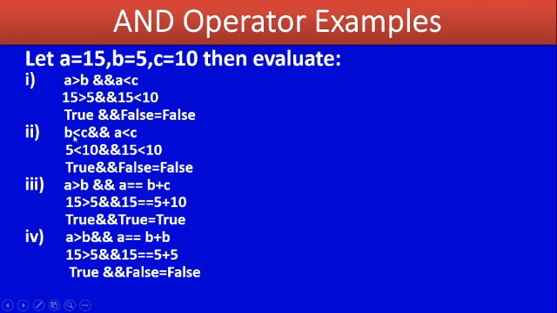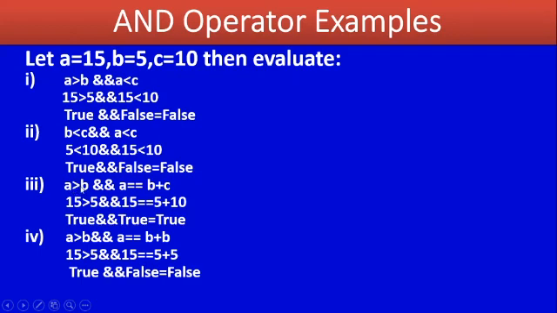Okay, second one, B less than C and A less than C. Substitute the values: B is 5, C is 10, A is 15. 5 less than 10, true, and 15 less than 10, false. So true and false, false.